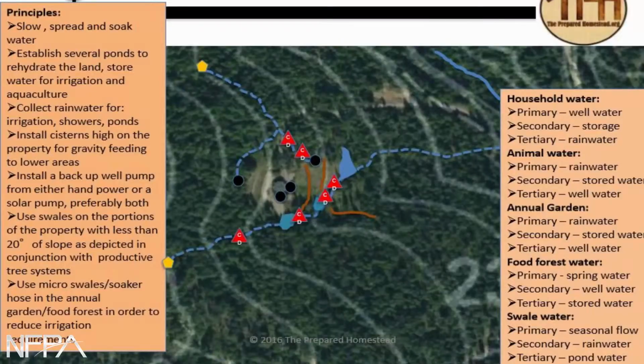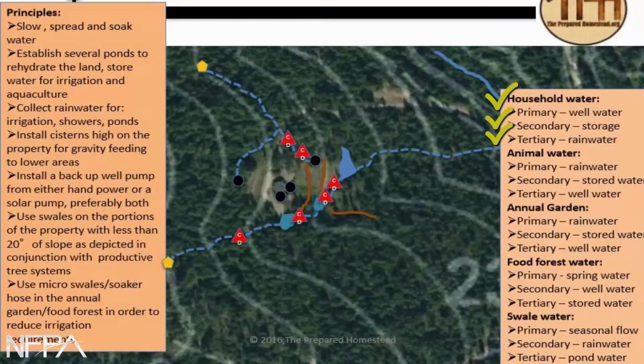Primary is well water, secondary is storage, and we're going to talk a lot about water storage and basic household and animal water storage and all the different ways that you can do that. And tertiary for us is rainwater. We do a lot of rainwater collection here. So that's the breakdown of our household.